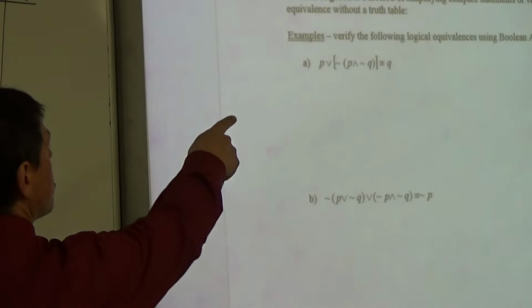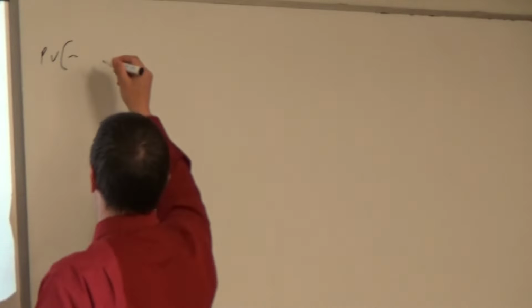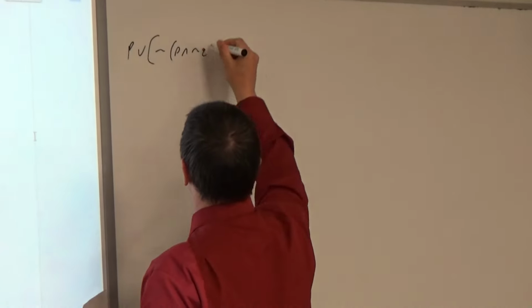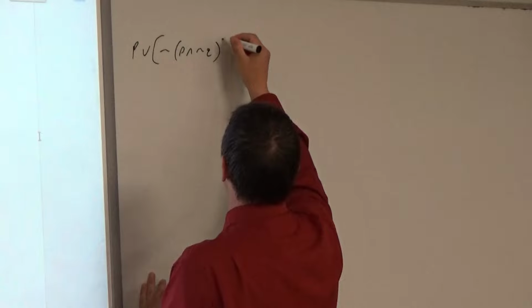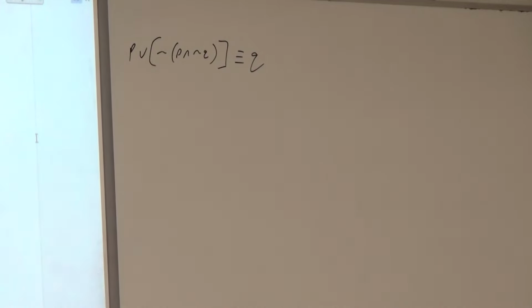So, let's take a look at this first animal right here. Okay, so we have P or (not P and not Q), and I'm going to have to write this up, I apologize. And we're claiming that that equals Q. Okay, hopefully. Now, we could use a truth table to be able to do this if we wanted to, but let's see if we can use the Boolean algebra.